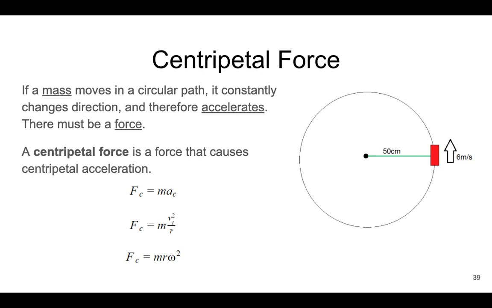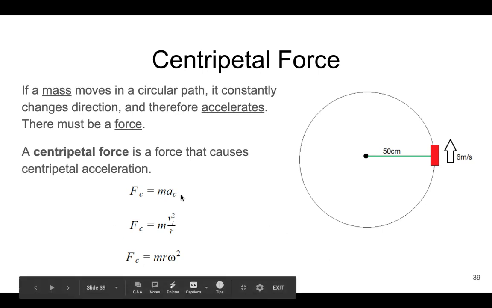So we've got a mass moving in a circular path. It is constantly changing direction. So even though it's got a constant speed, its velocity is always changing because it's changing direction. That means it's accelerating. So there has to be a force. Newton's second law, F equals ma. If the thing is accelerating, there has to be a force. So we call that force the centripetal force. Centripetal forces are the things that provide centripetal acceleration.